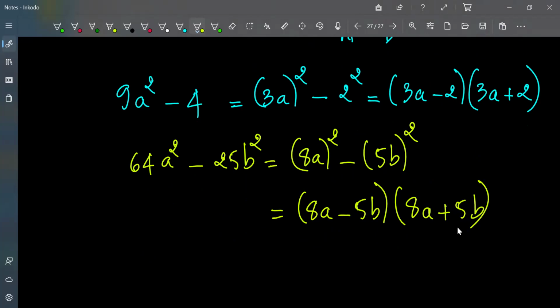Okay, so these are all the examples that I want to show you and explain to you. I hope you understand. And if you have any questions, you can comment below.